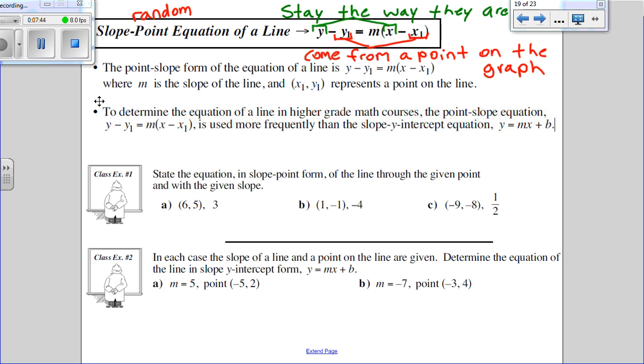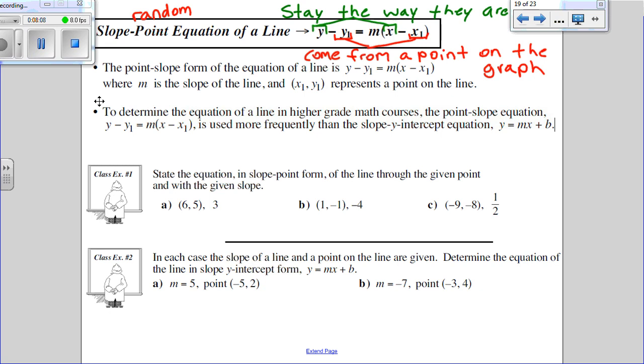When you look at your first one, what you need to ask yourself is, do I have a y-intercept? Is this point a y-intercept? It's not, right? A y-intercept would be 0, something. If it's not a y-intercept, you use slope point form. That's the best way to tell which form you need to be creating. Don't have a y-intercept, create slope point.